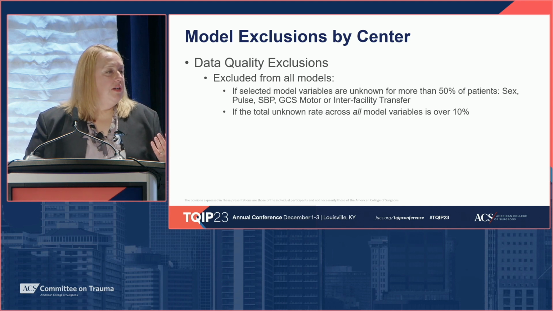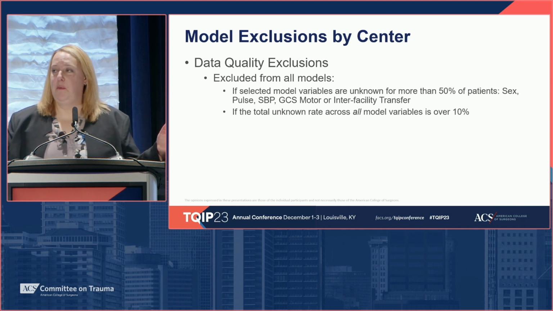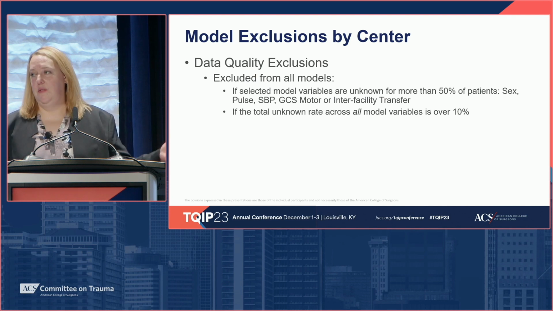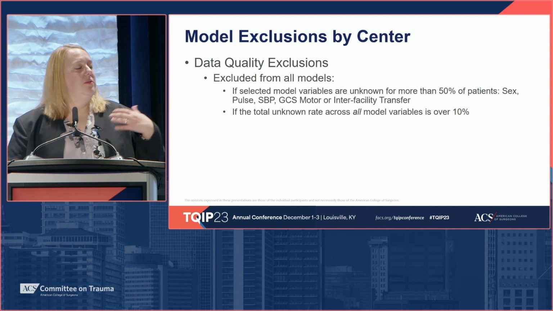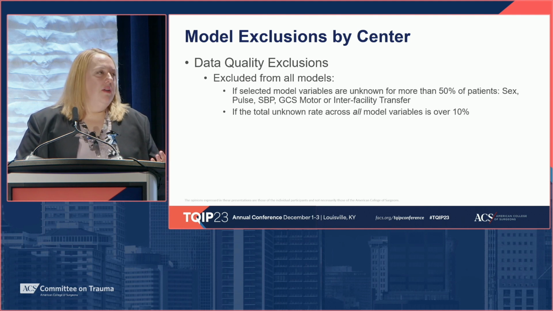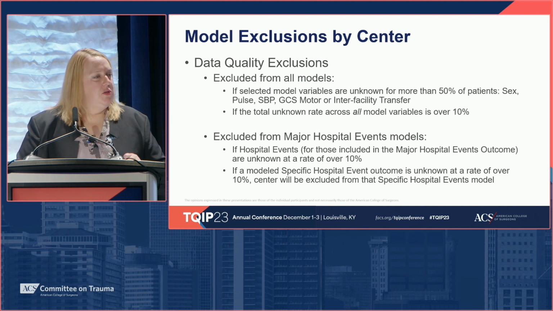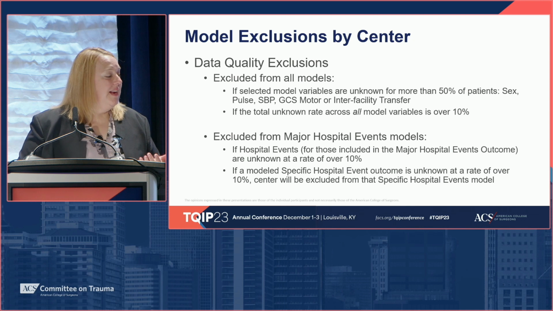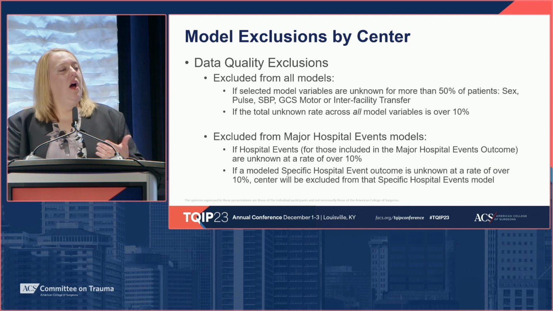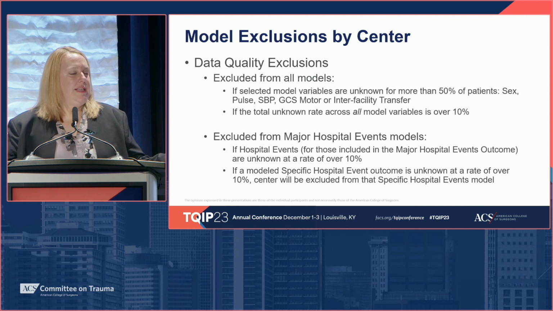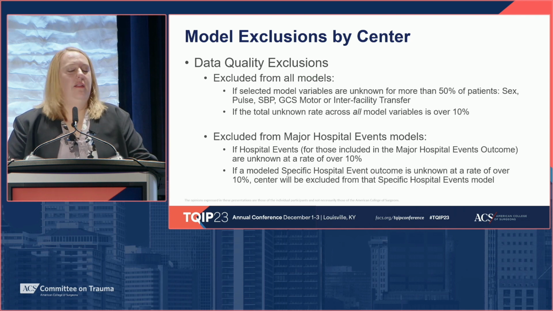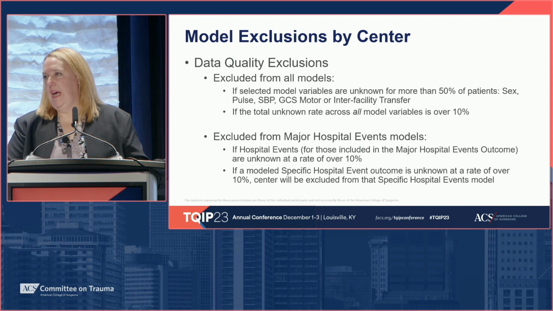Similarly, if the total unknown rate across all of the model variables is more than 10%, so not only the 5 that are there, but all of the variables included in all of the models, then we are suspect of the data quality as well, and we would exclude that center from all models. We do look at the major hospital event models separately to evaluate the presence of the hospital event outcomes, and if any of those outcomes are unknown at a rate of more than 10% in aggregate, then we would exclude that center from the major hospital event models. They would still be included in the mortality models.